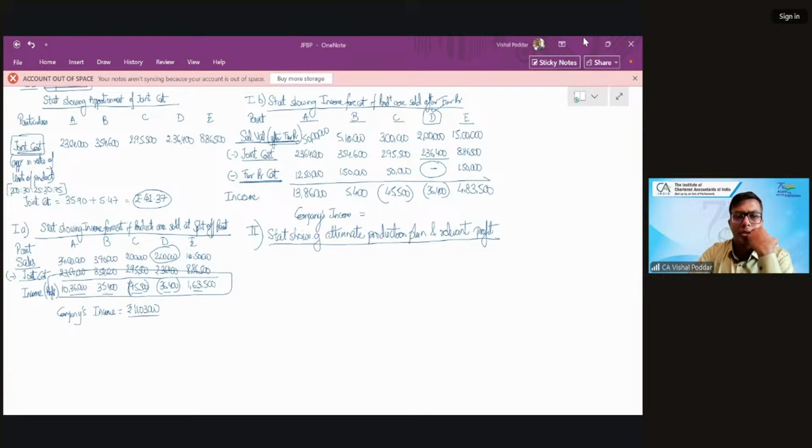Four sixty-three 500. So students are saying this is 463 500. 1386. Students, what is the profit of B? Geeta has given me a different figure of profit. Kindly confirm.